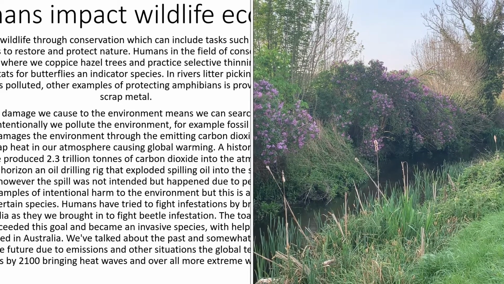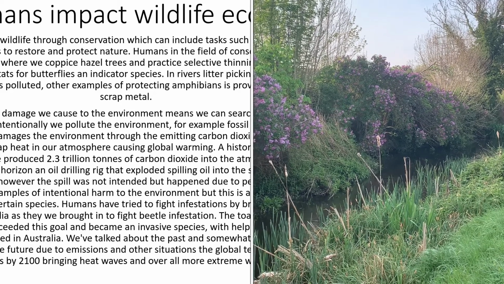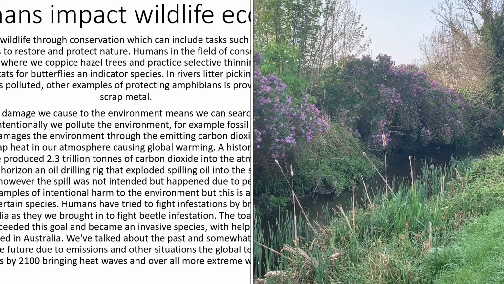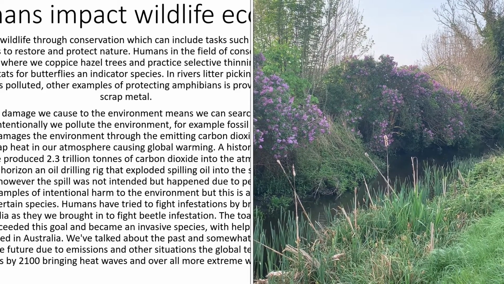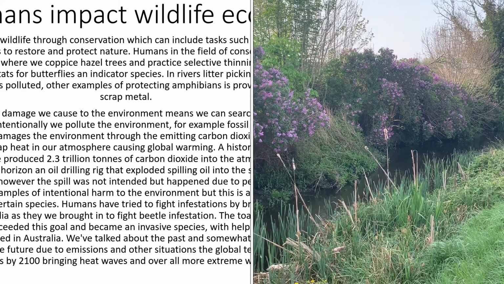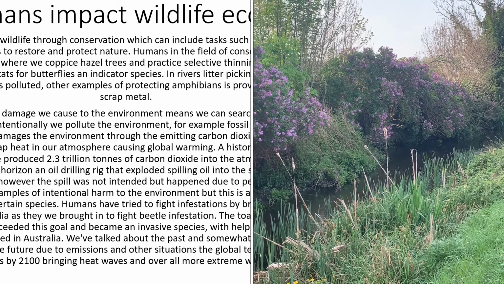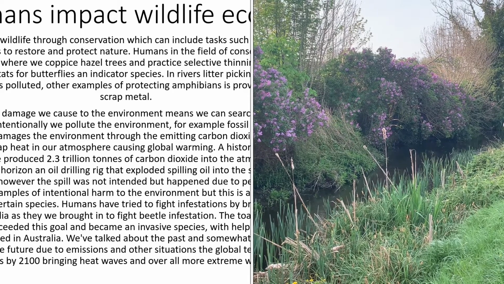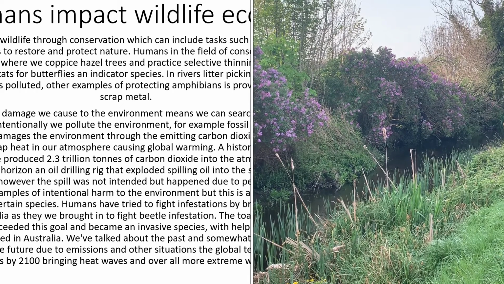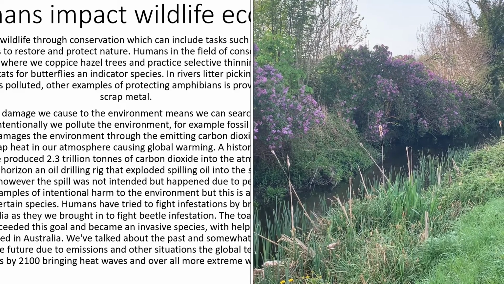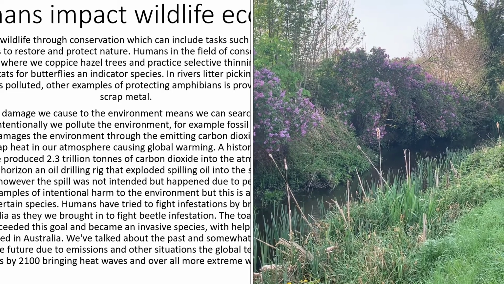Humans in the field of conservation rewild and preserve ecosystems, like in forests, where we coppice hazel trees and practice selective thinning. We increase light to the ground, providing vital habitats for butterflies and indicator species. In rivers, litter picking means that water sources for amphibians become less polluted. Other examples of protecting amphibians include providing hides, such as pieces of scrap metal.